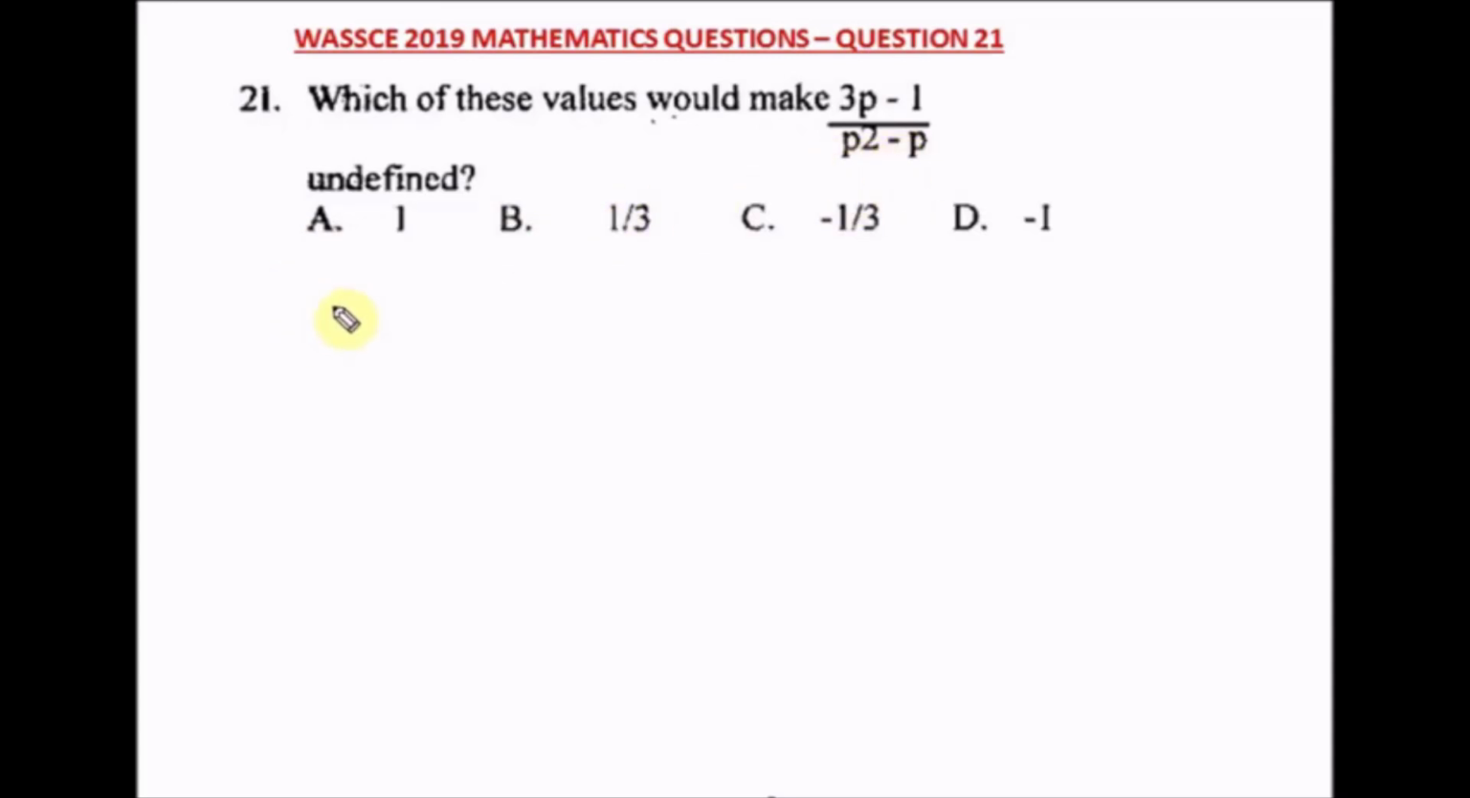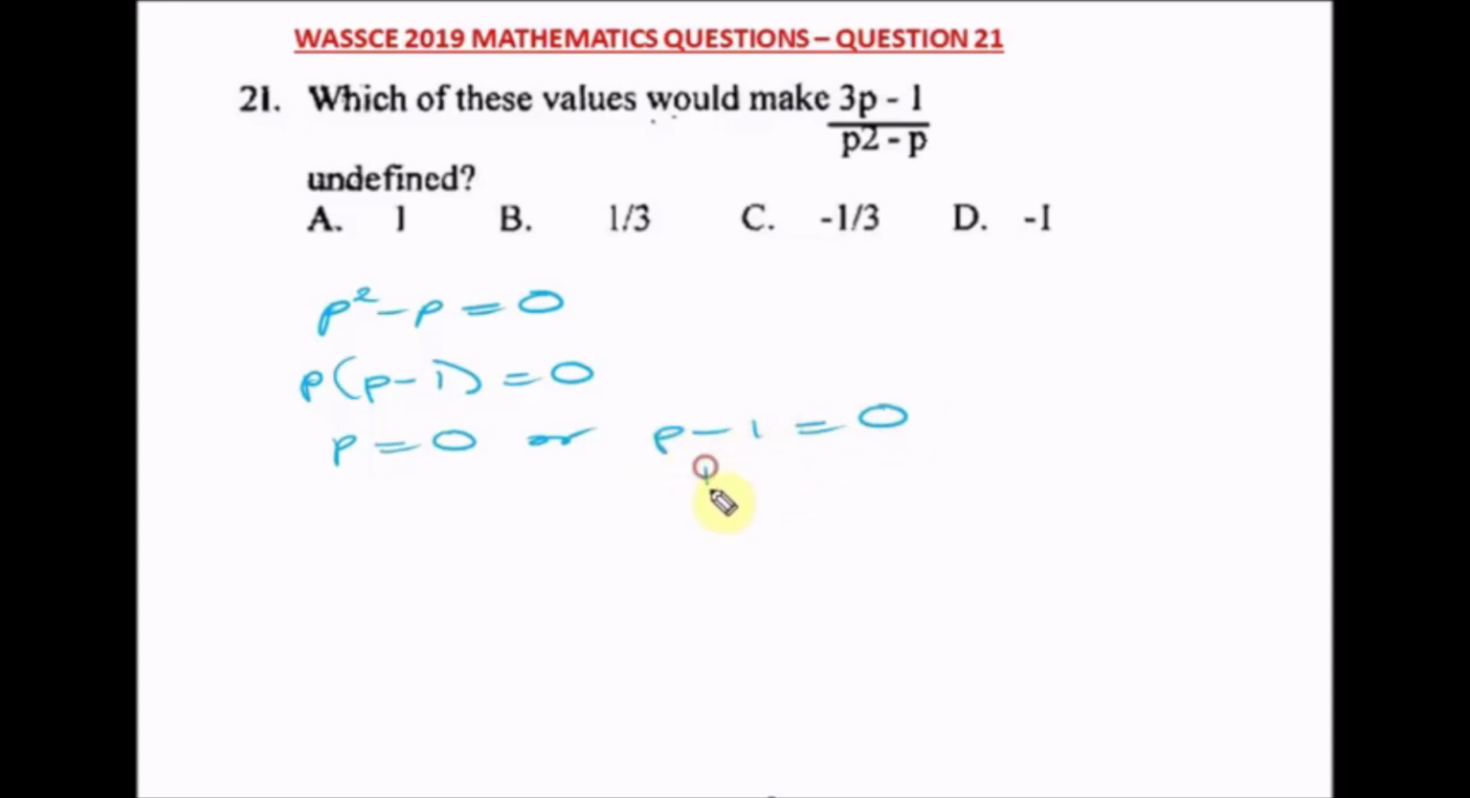it's just your denominator. Equate your denominator, p² - p, to 0. From here you can bring out p, and we're left with p(p - 1) = 0. So it's either p = 0 or p - 1 = 0, where p is equal to, taking this minus to the other side, positive 1. So this expression is undefined at p = 0 or p = 1.